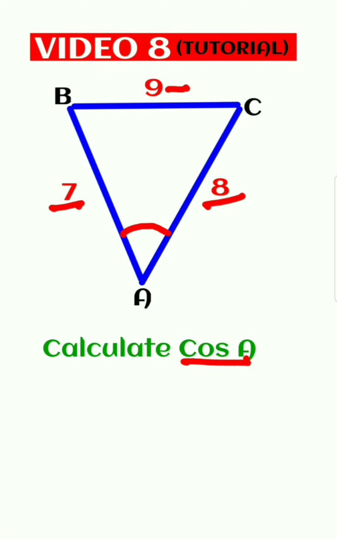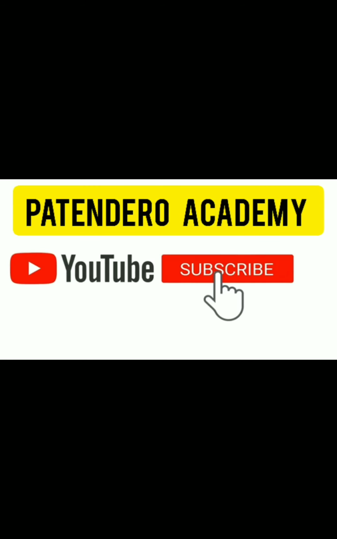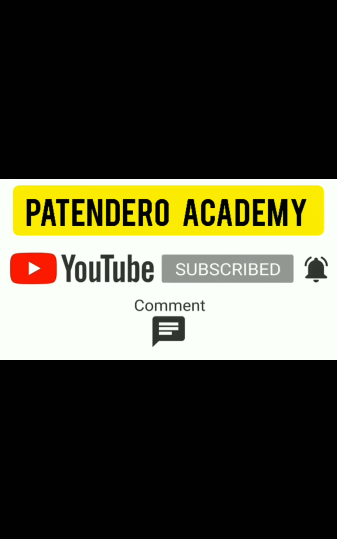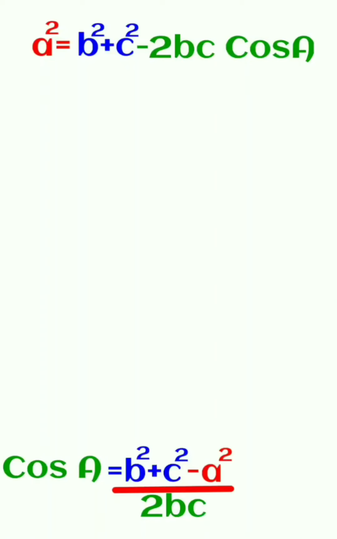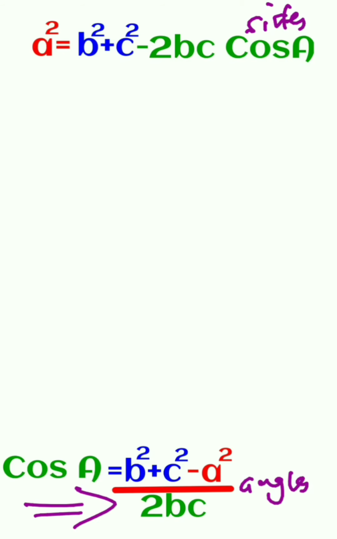Here is the formula for finding angles using the cosine rule. This is the formula for calculating sides using the cosine rule. This is the formula for calculating angles using the cosine rule. But how did we come up with this formula? See what is happening here.